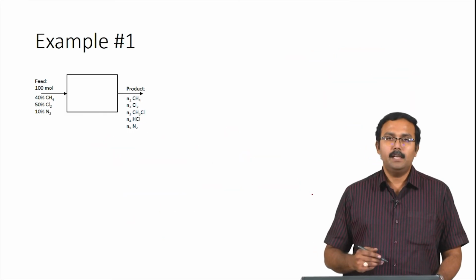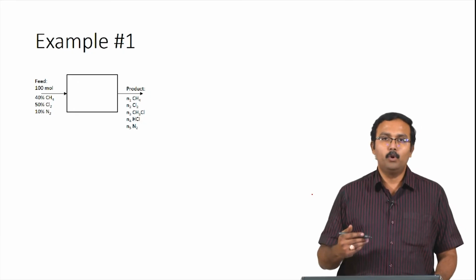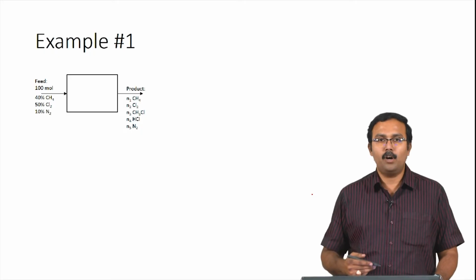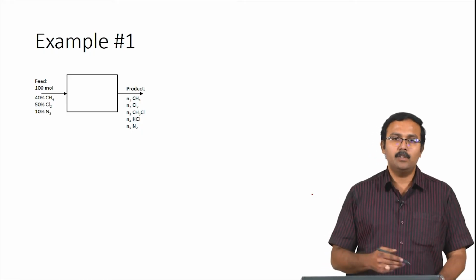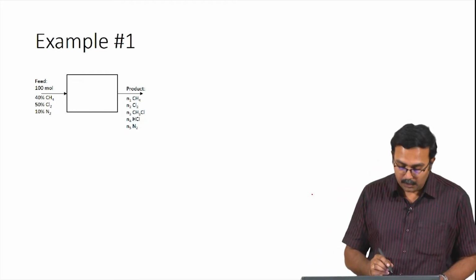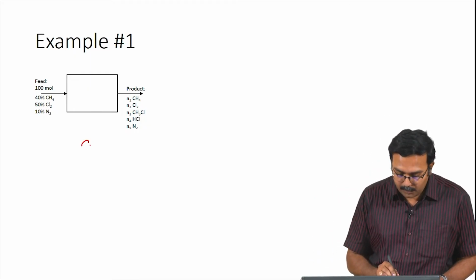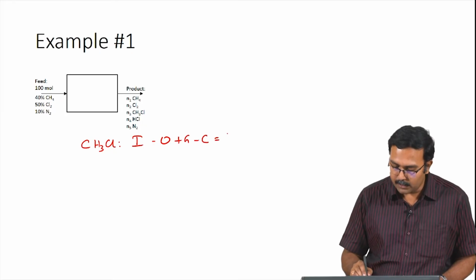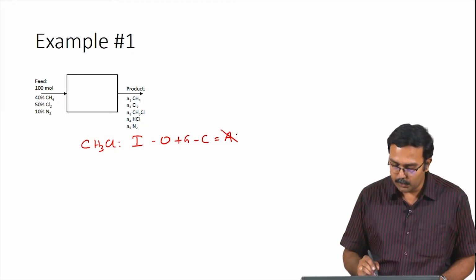Now that we have calculated the outlet streams for both the reactants, we will start with the other products which are formed during this reaction and also the inert which is entering and leaving the reactor. So, now we will write a balance equation for CH3Cl. Again, we will start with input minus output plus generation minus consumption equals accumulation, accumulation goes to 0.